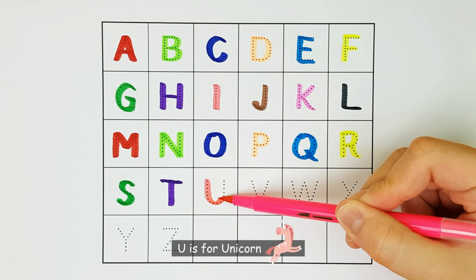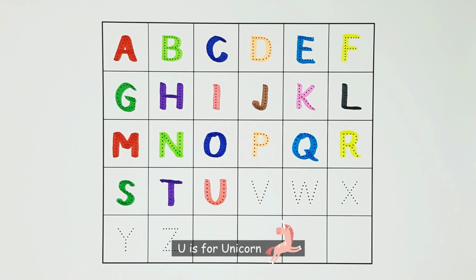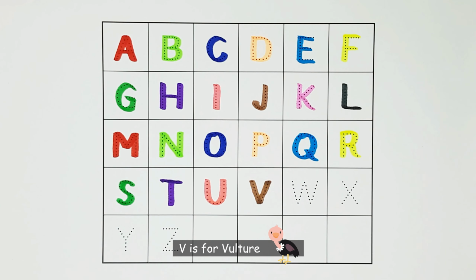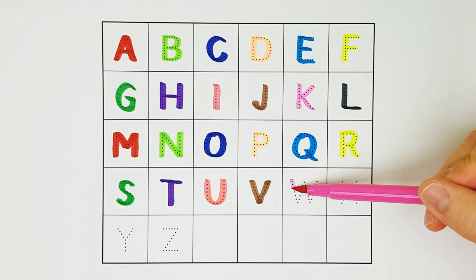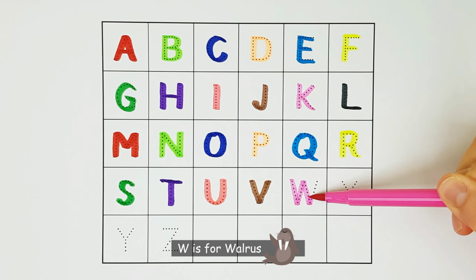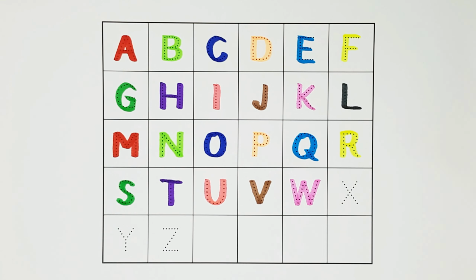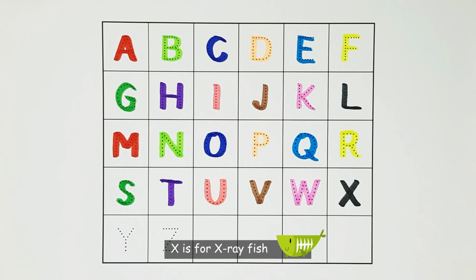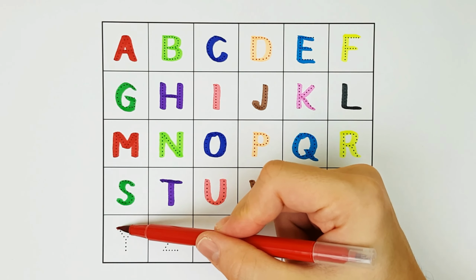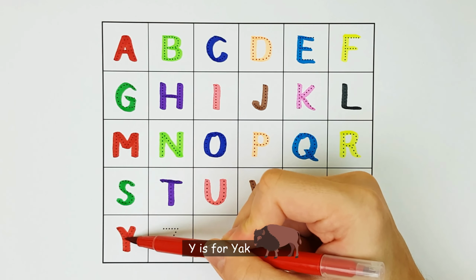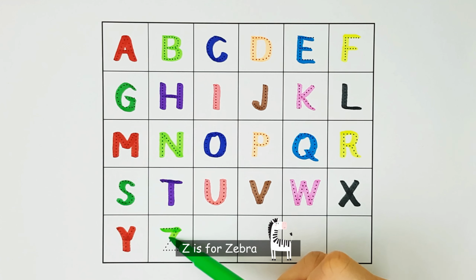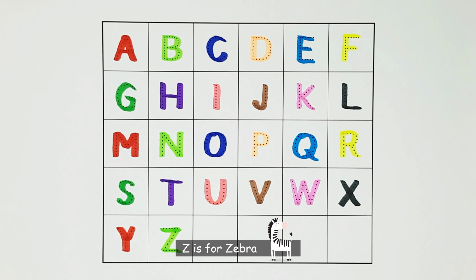U. U is for unicorn. V. V is for vulture. W. W is for walrus. X. X is for X-ray fish. Y. Y is for yak. Z. Z is for zebra.